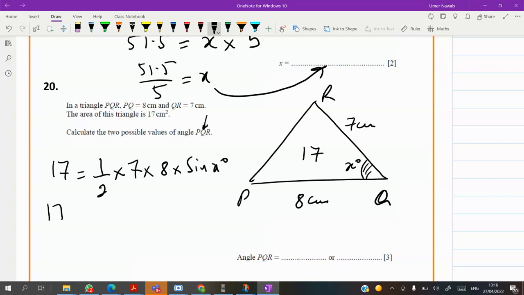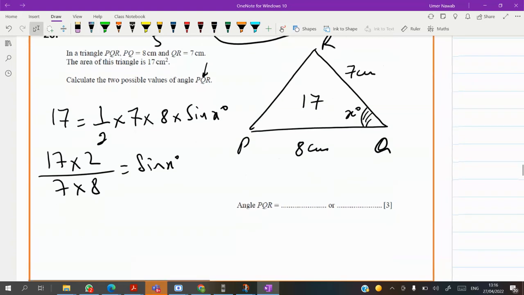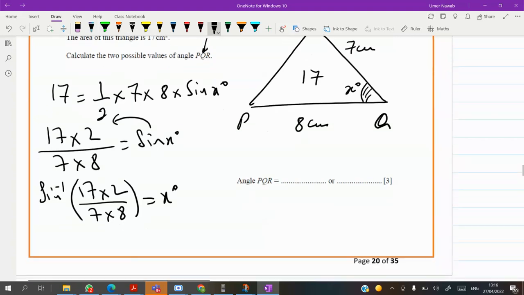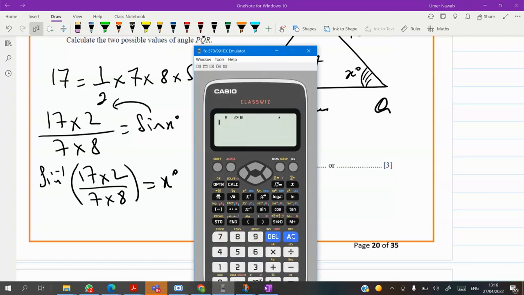Boys, send the things to the other side. 17 times 2 divided by 7 times 8 equals sine of x. And now send the sine to the other side. Shift sine. 17 times 2 over 7 times 8 is equal to x. Why is the examiner asking you for two answers, when the calculator will provide only a single one? I'll tell you why. One is acute and the other one is obtuse.